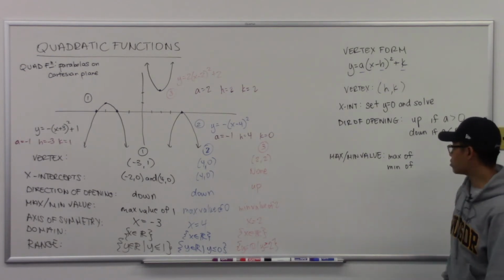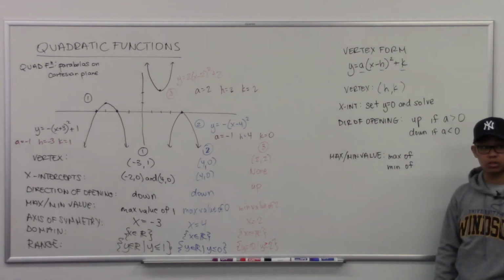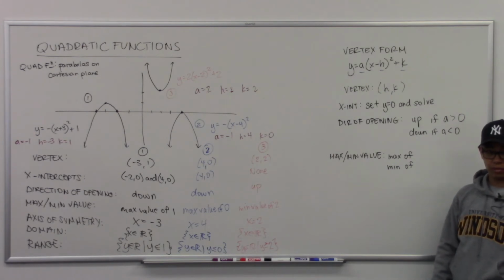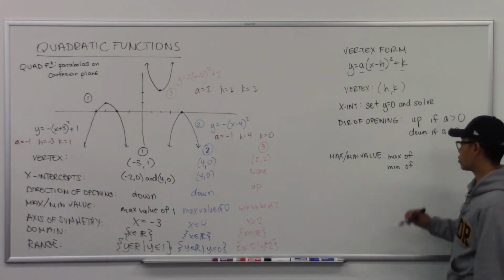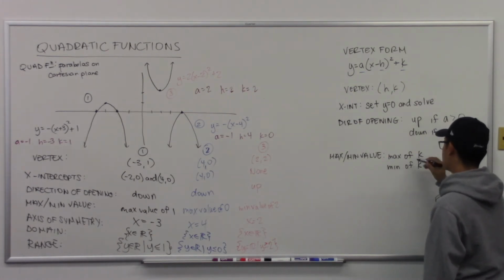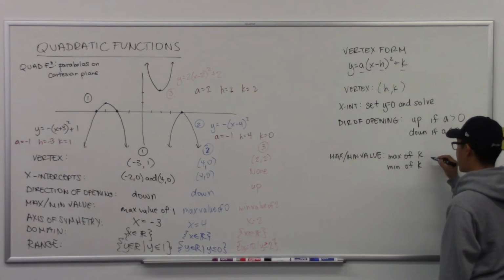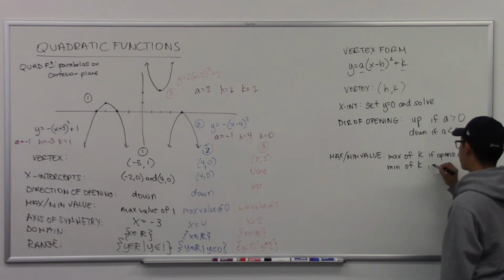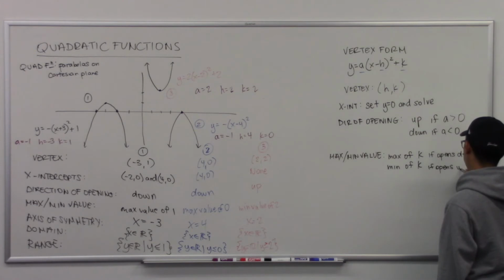Okay? The way you can tell if it's a max or a min is based on the direction of opening. If it opens up, do you have a max or do you have a min, Katie? Up is min. Okay. If you open down, you have a max. So it's always K for max or min, but it's a max of K if it opens down, and it's a min of K if it opens up.